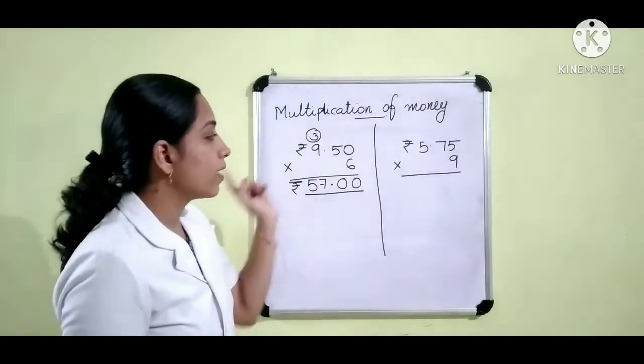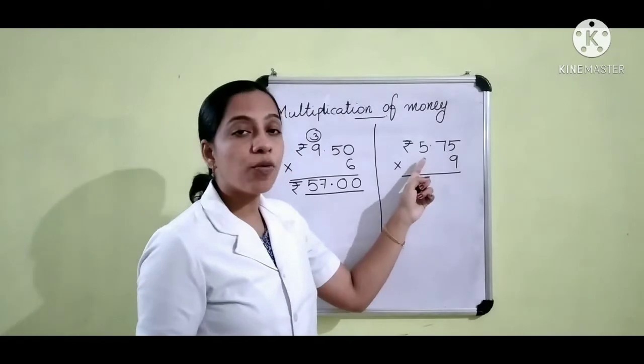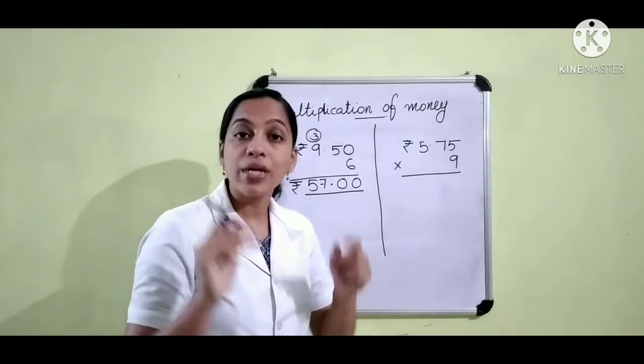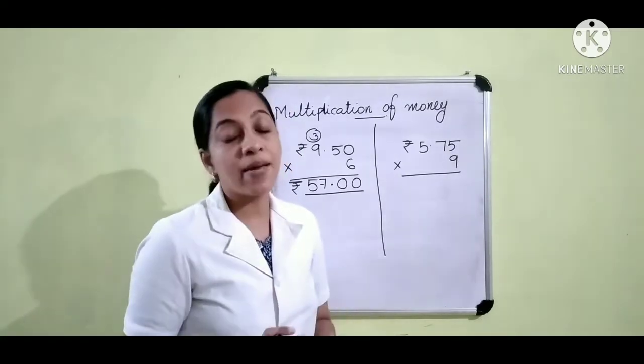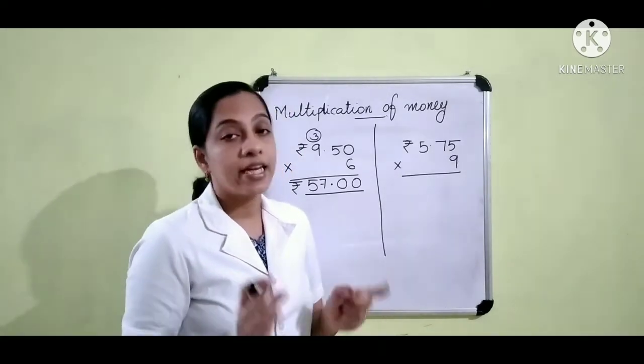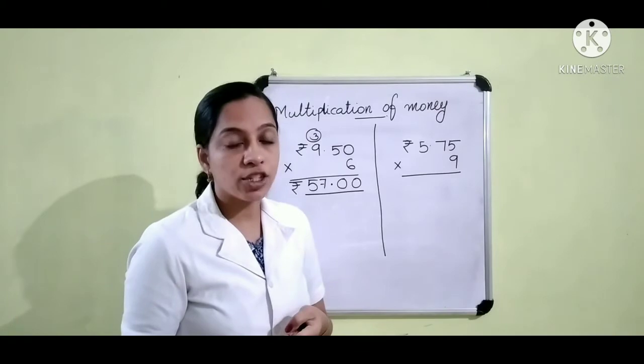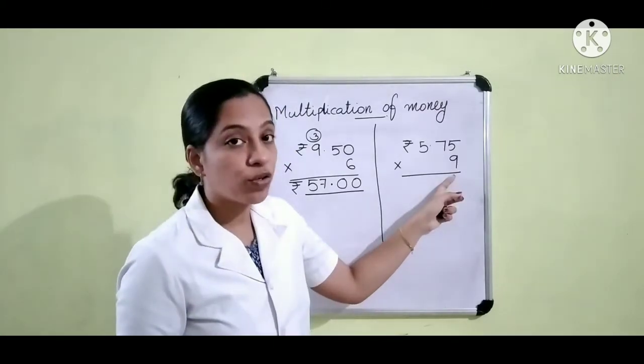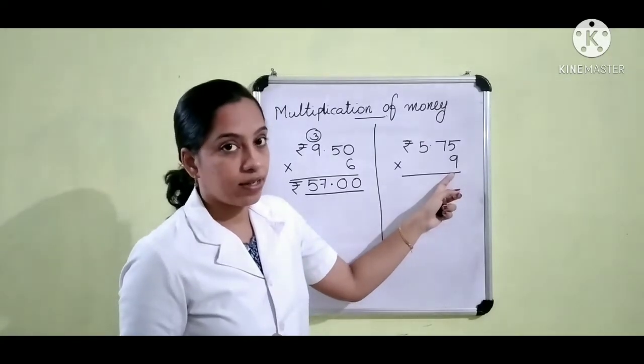Okay. The next one. 5 rupees 75 paise into 9. I told you that the multiplication table is very important to multiply numbers. Without knowing the multiplication table, you can't multiply. Okay, then we have to use the table of 9, right?